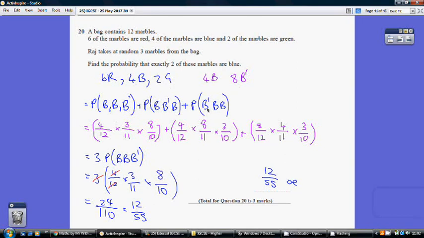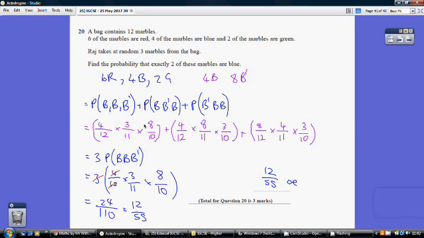Or a third scenario, to end up with exactly 2 blues, we could get a not blue, blue, then a blue. So 8 over 12 times 4 out of 11 times 3 out of 10. Now what you'll notice is that each of these 3 brackets have got the same numerators and the same denominators. The only difference is the numerators are in a different order.